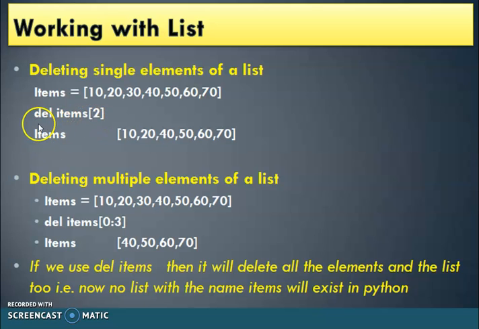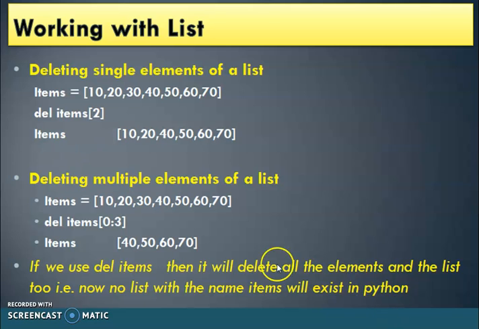So here the statement is del, then the list name with the index. See here, we give this index in square brackets, not in parentheses, because here we are writing this index position along with the list name. So this one is not a function. So you have to specify this index position in between square brackets.